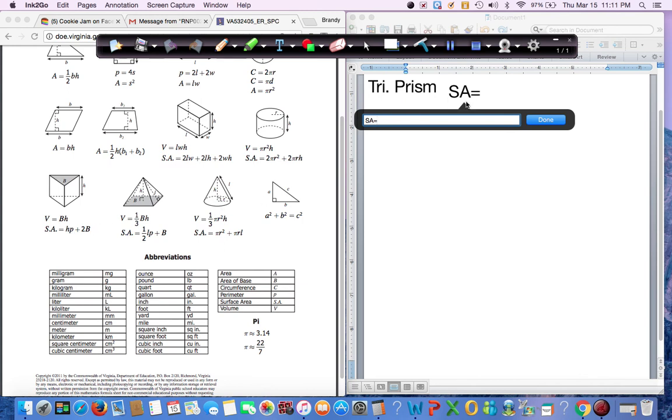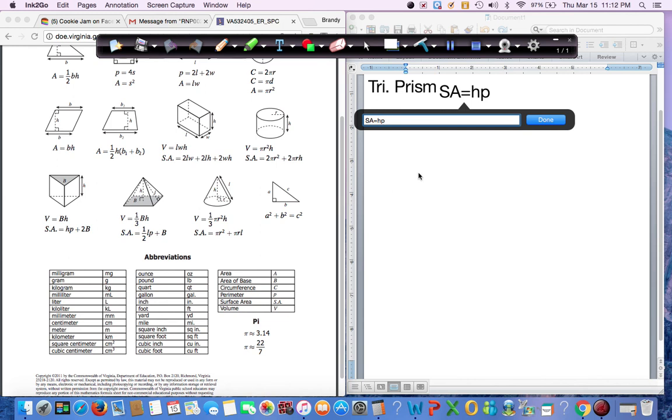Now the H stands for the height, and that's the height of the prism, not the height of the triangle. Be very careful with that. The height of the prism. We're going to multiply that times our perimeter, to go all the way around. By doing that, we will find the area of each of our rectangles. Because remember, area of a rectangle is just length times width. Well, in this case, our length is going to be the height, and the width is going to be each side of your triangle.